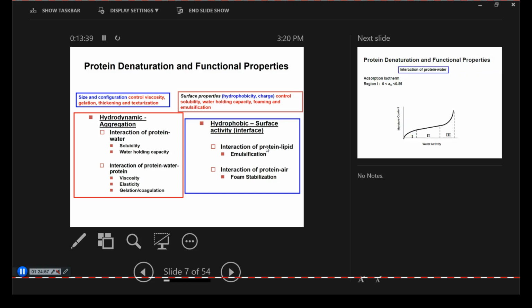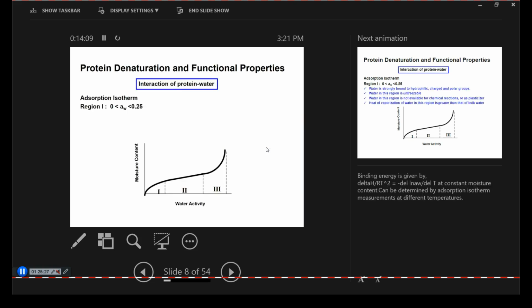Surface properties, that means what's the net charge, what are the hydrophobic residues on the surface, how much of those we have, and this controls solubility, water holding capacity, foaming, and emulsification. So these are the two categories of the division of functionalities, basically. And let's now dissect each one of them, each of these functionalities. We'll start off with protein-water interaction.